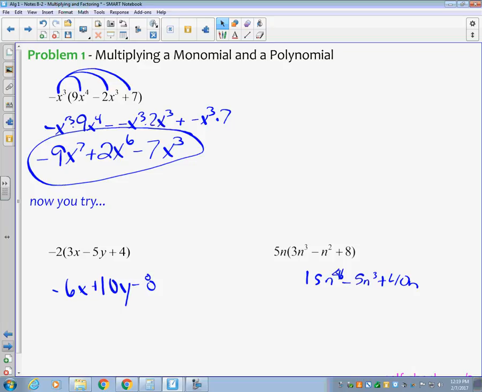15n to the 4th minus 5n cubed plus 40n. We got to make sure we're increasing each term by 1n. So if we had 3 to begin with, we're going to be 1 more up, so it's 4. If we had 2 to begin with, we're going to be 1 more up, which is 3. And if we didn't have any to begin with, we're going to definitely have an n on our last term. Yay.